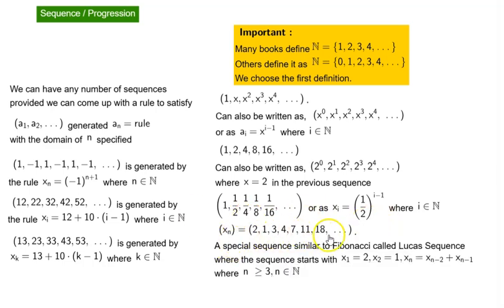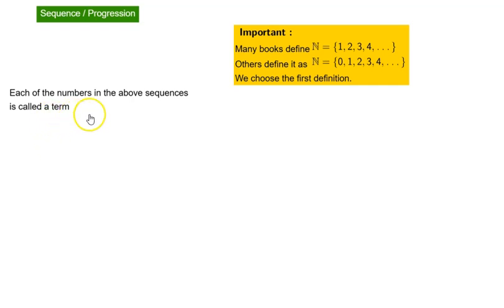Okay. Now this is again a special sequence similar to Fibonacci. This is called the Lucas sequence, where the sequence starts with x1 equal to 2 and x2 equal to 1. In the Fibonacci, we had x1 equal to 1, x2 equal to 1. But the rule remains the same. x sub n is equal to x sub n minus 2 plus x sub n minus 1, where n is greater than or equal to 3 and is in the set of natural numbers. Now, each of the numbers in the above sequences is called a term.